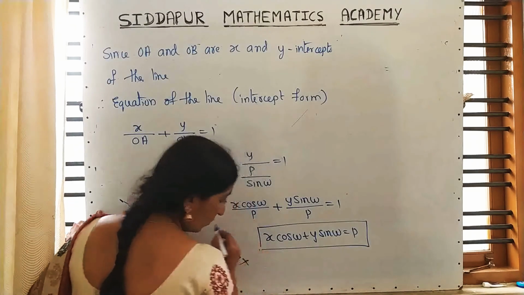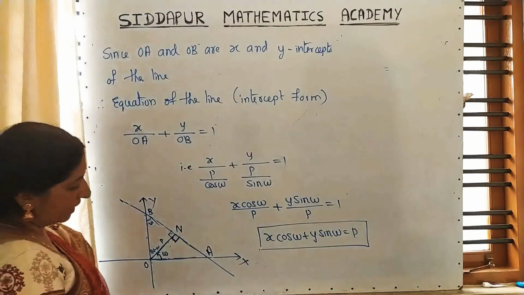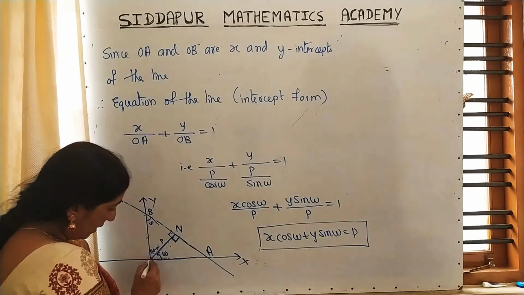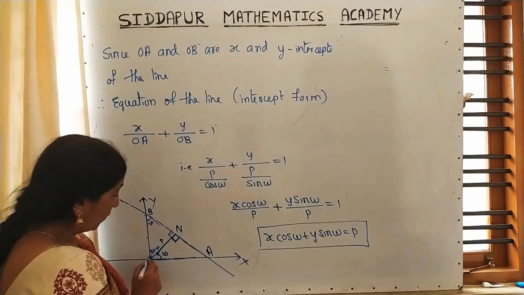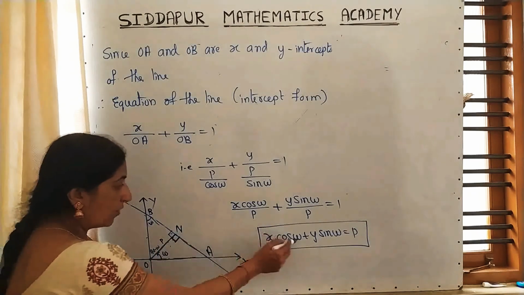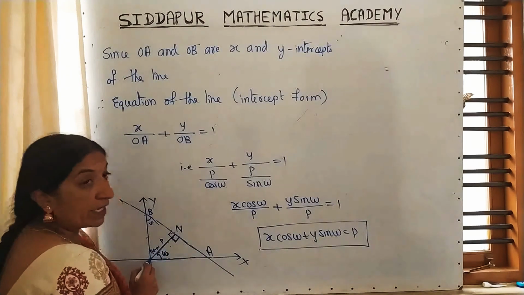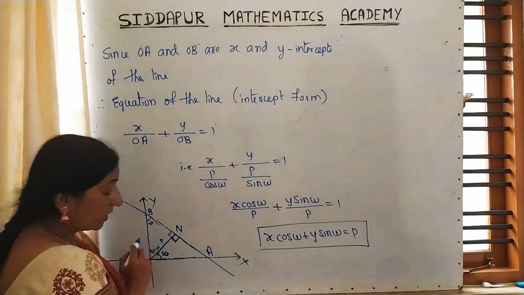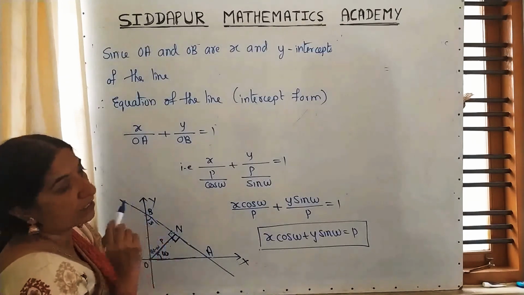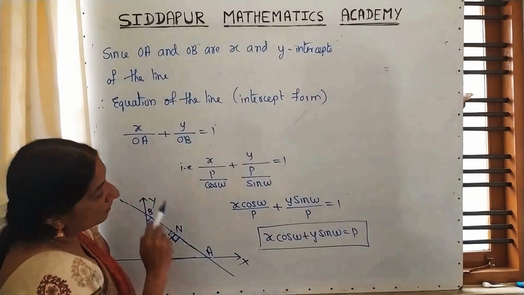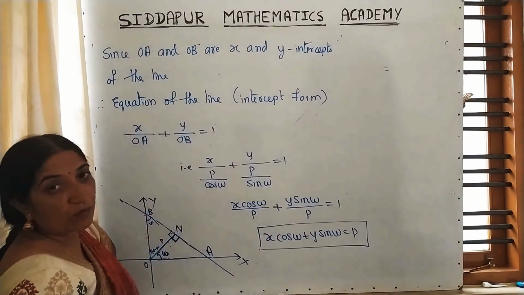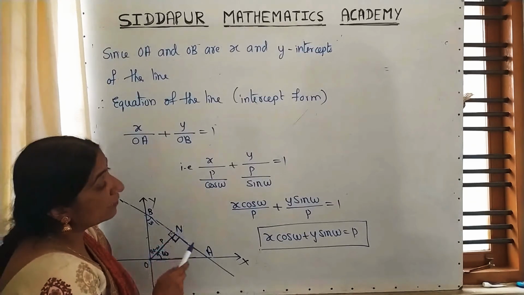This is the normal form of the equation of the straight line, where p is the length of the perpendicular from the origin to the line and omega is the angle the perpendicular makes with the x-axis, the inclination of the perpendicular with the x-axis. See, is the derivation simple or what? Now I am giving you an example related to this formula.